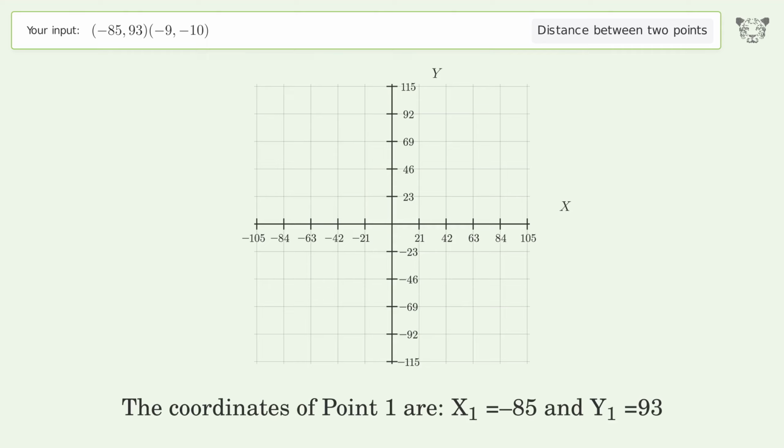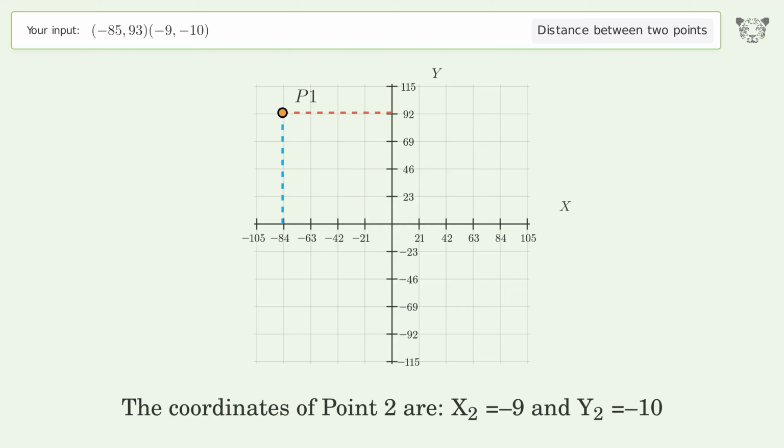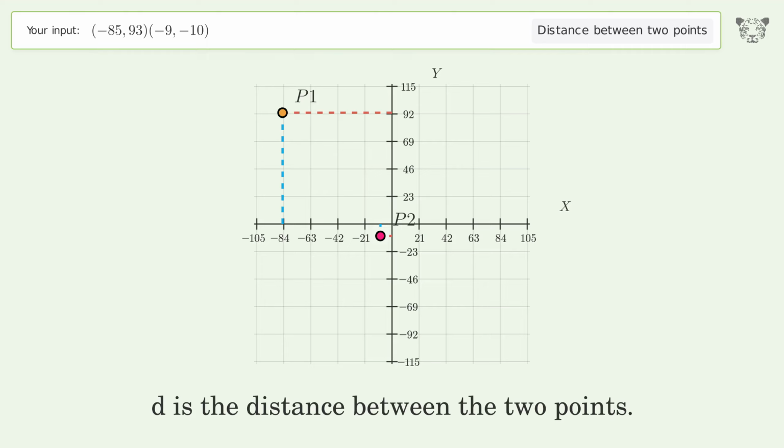The coordinates of point 1 are, x1 equals -85 and y1 equals 93. The coordinates of point 2 are, x2 equals -9 and y2 equals -10. D is the distance between the 2 points.